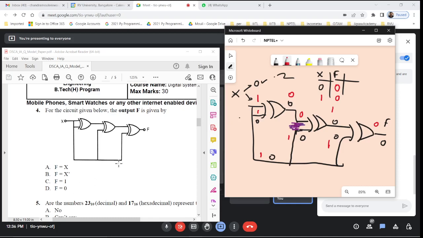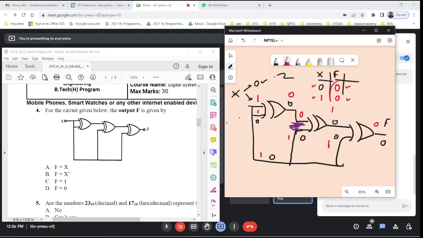So it doesn't change with the input value. You cannot say F is equal to X. In that case, if given 0, it should have been 0. If I give X as 1, F should have been 1. So that first option is ruled out, and it is not the complement of what I give. And it is not equal to always 1 also.